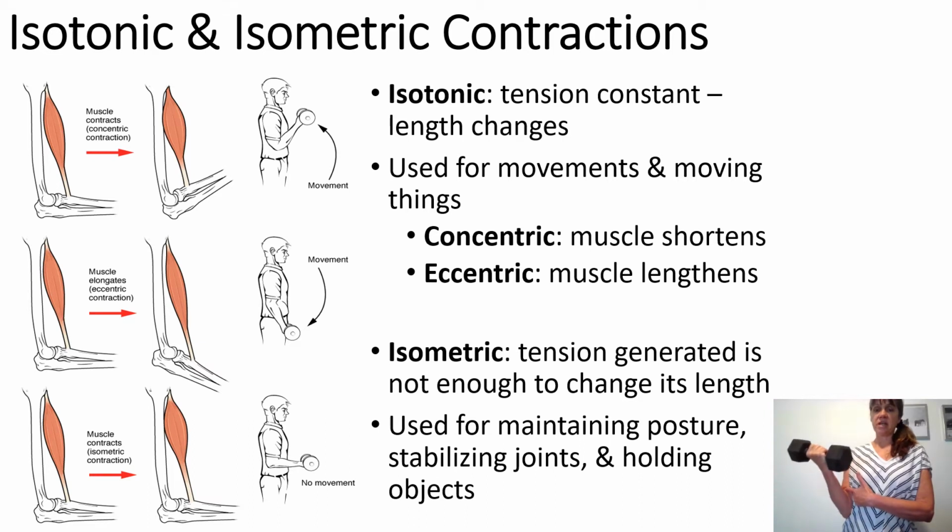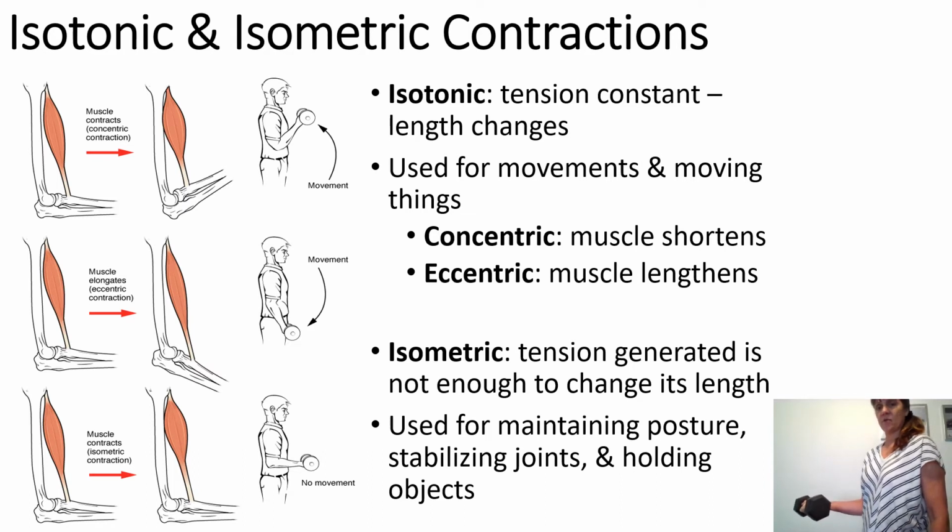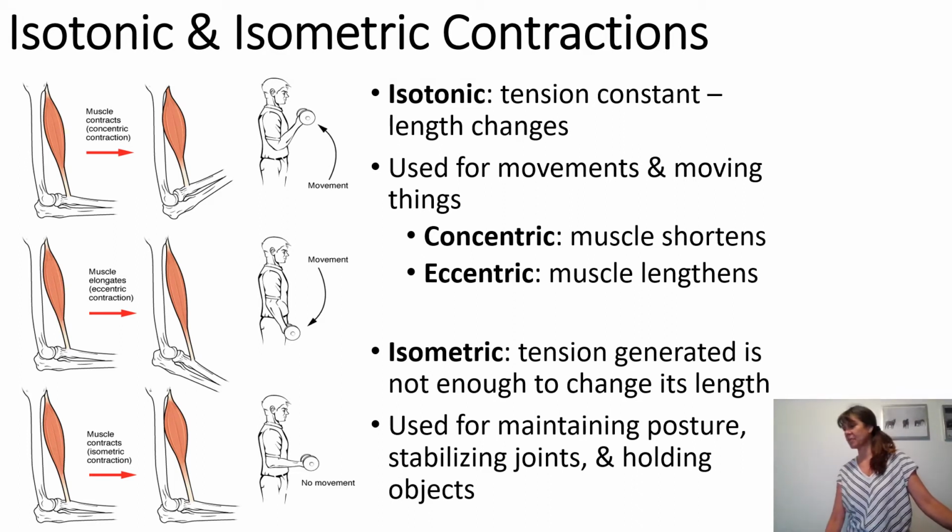When we shorten the muscle, that is referred to as a concentric isotonic contraction. When the muscle lengthens, that is an eccentric contraction. So we have concentric muscle shortening, eccentric muscle lengthening. If there's no change in muscle length, now we have isometric contractions. Usually isometric contractions are used for maintaining posture, stabilizing joints, and holding objects.